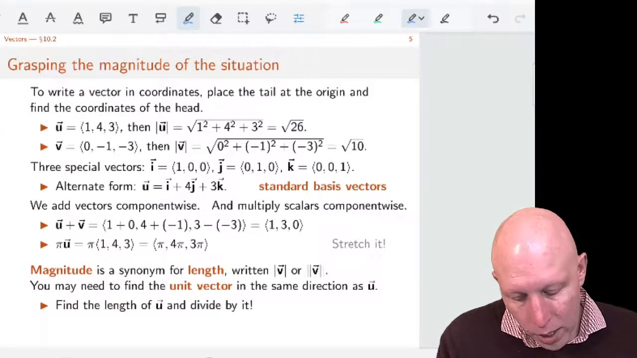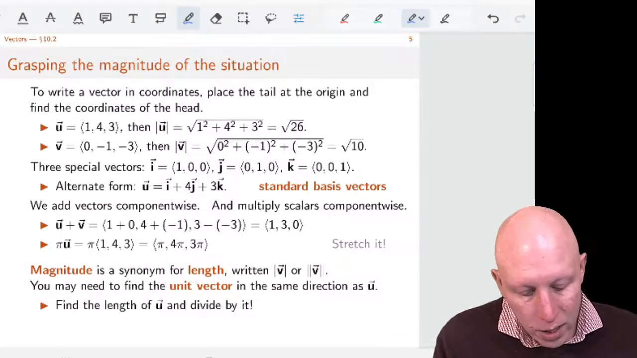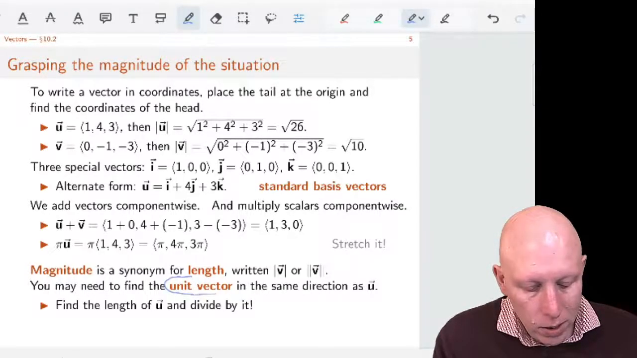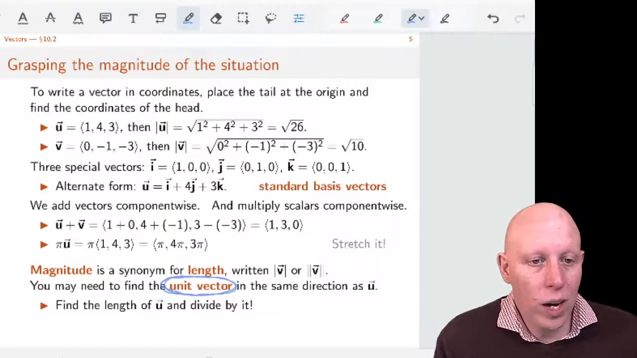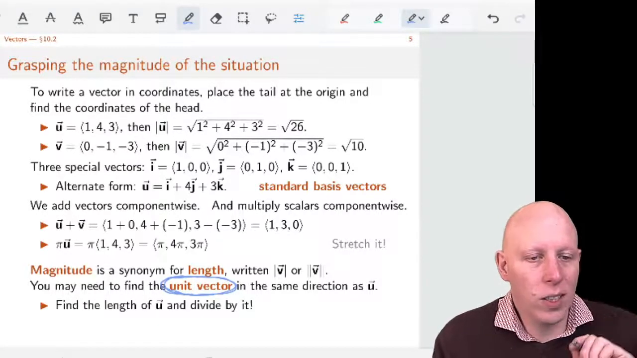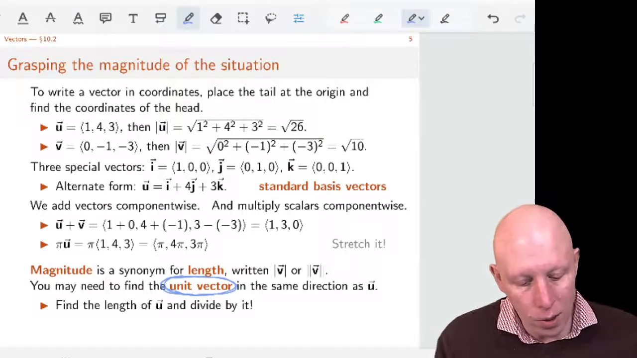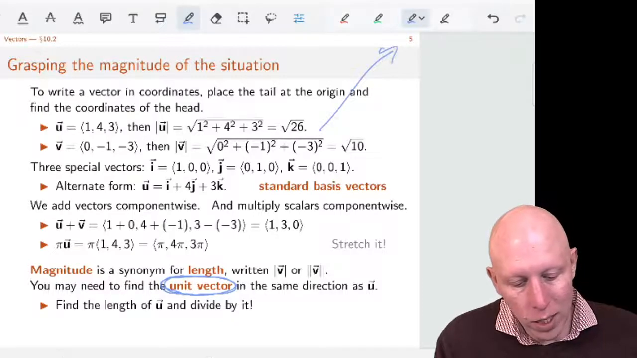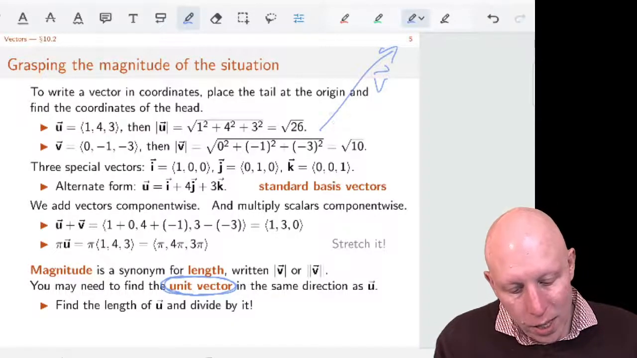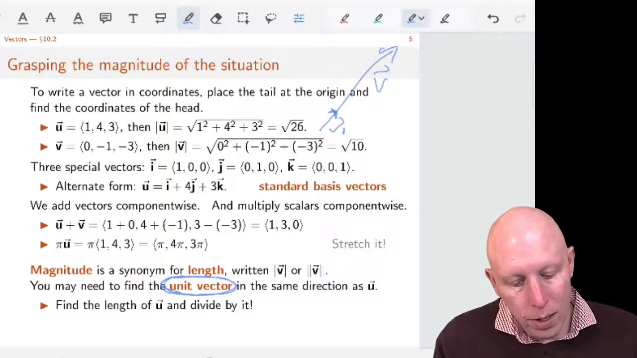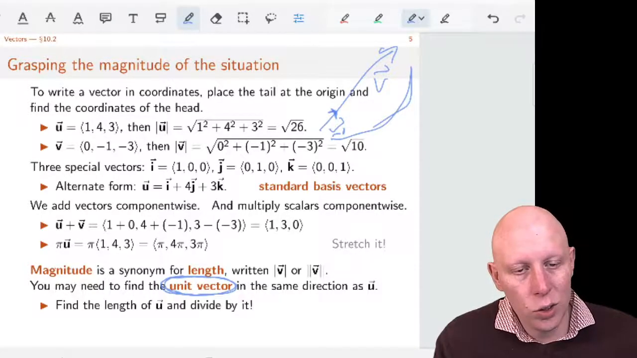And so a key thing you can do with a vector is to create a vector that has the same direction as the vector, but has length only 1. So if we have this vector here, but we'd like to find the unit vector that has length 1, well, you can find the length of the whole vector and divide by it. And that gives you what the unit vector is for it.